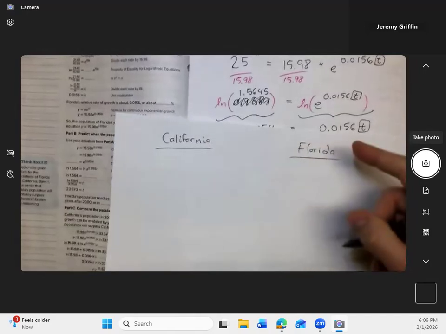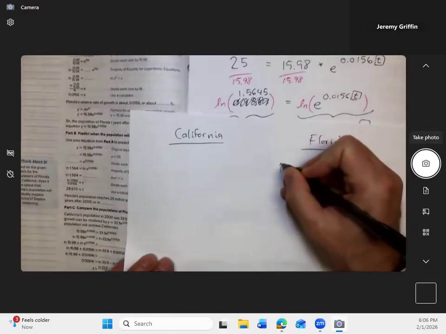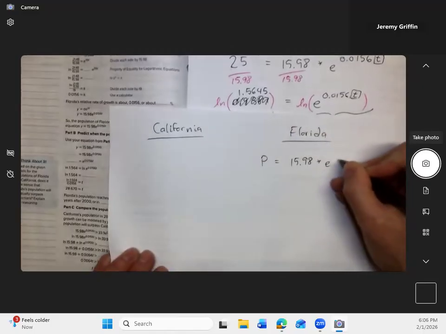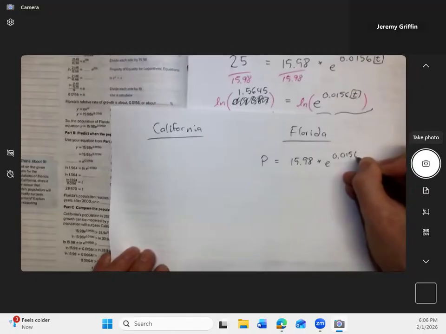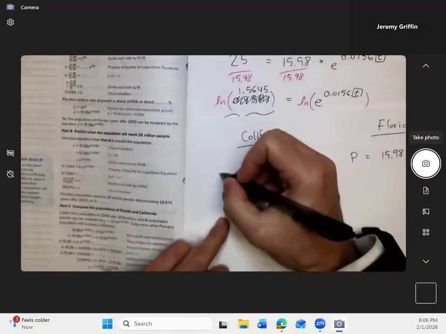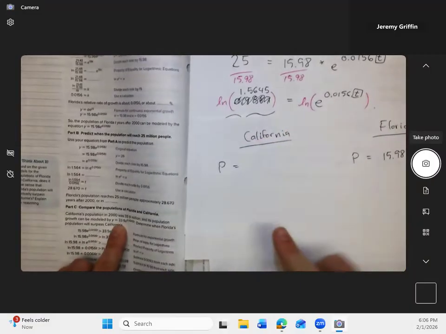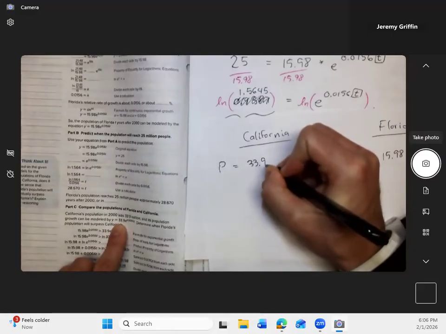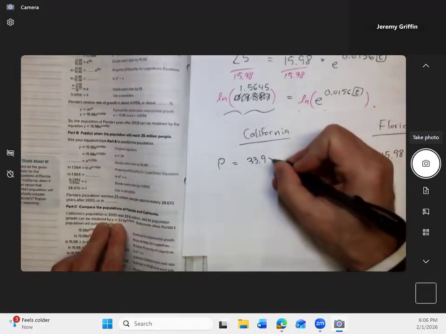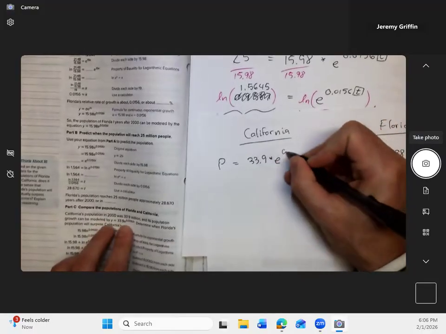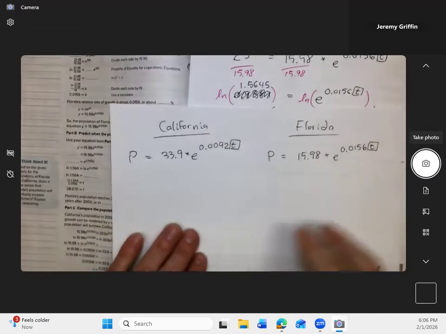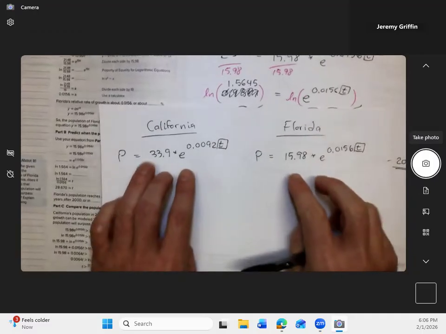Well, we know Florida, the population is equal to 15.98 million times e to the 0.0156t, where t is the number of years that have passed since 2000. Now, California, the population is 33.9 million, that was the year 2000, so we're comparing apples to apples here, times e to the 0.0092t.